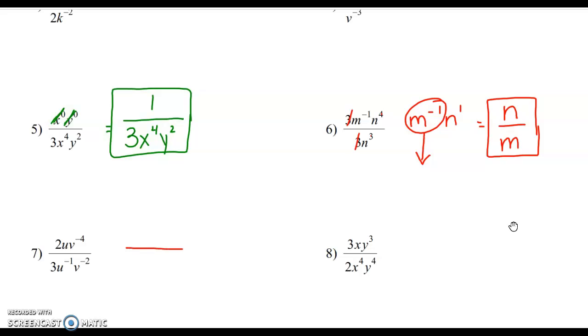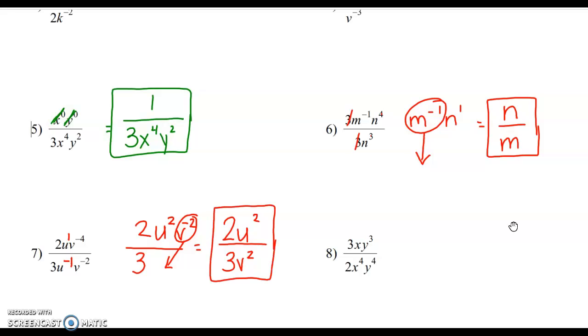So 7, I have 2 on top, 3 on bottom. Just like a normal fraction, I cannot simplify that. I've got u to the 1 minus negative 1 would be 2. V to the negative 4 minus negative 2 would be negative 2. Well, I have to move my negative exponent. So I have the 2u squared on top. It'd be 3v squared on the bottom in the denominator.